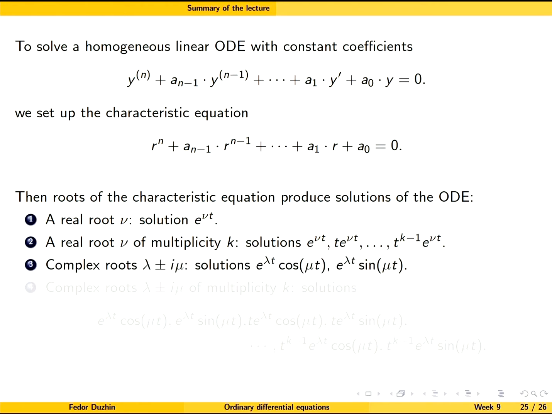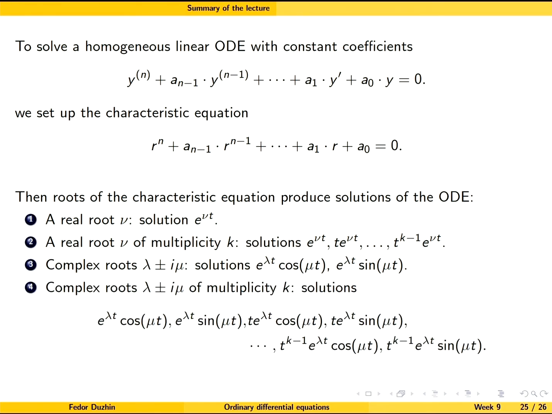And very similar with complex roots, only complex roots appear in pairs of complex conjugates, and each pair of complex conjugate roots gives us two solutions of the differential equation, which are a combination of exponential function and trigonometric functions. And if we have complex roots of multiplicity k, then instead of just one pair, they give us k pairs of solutions. To construct them, we just take the first and then multiply by t, t squared, and so on up to t to the k minus 1.